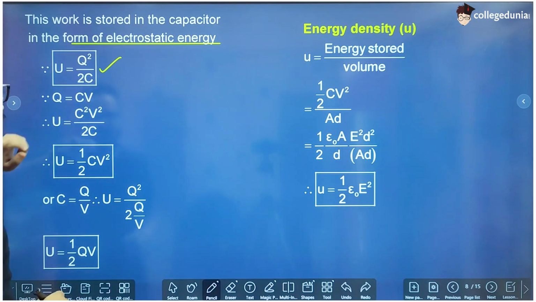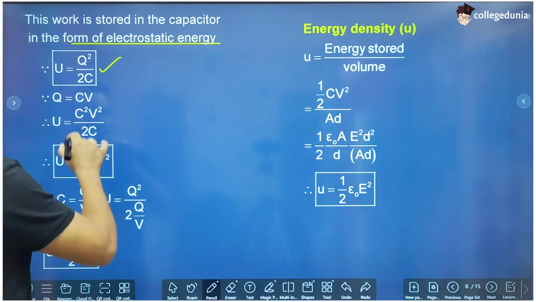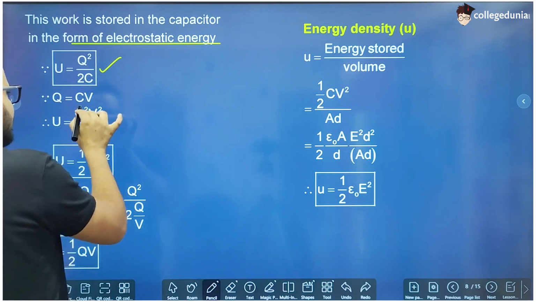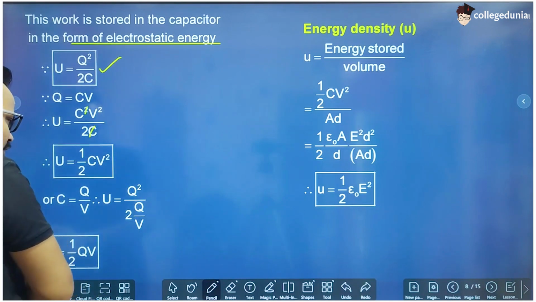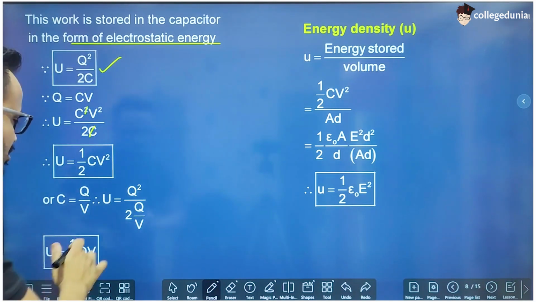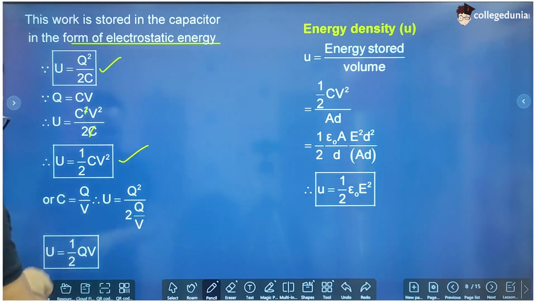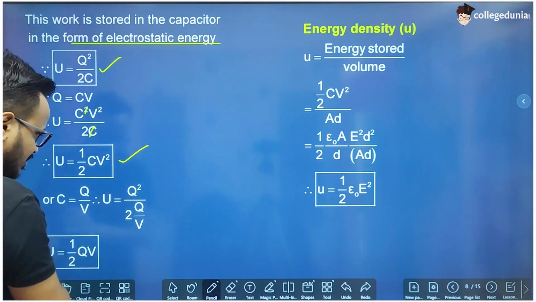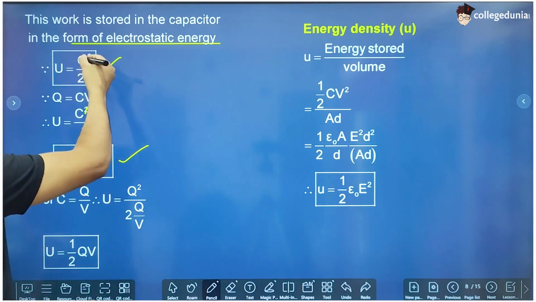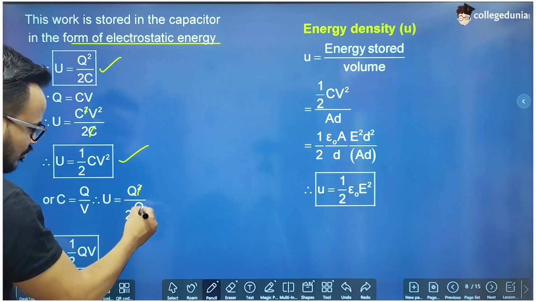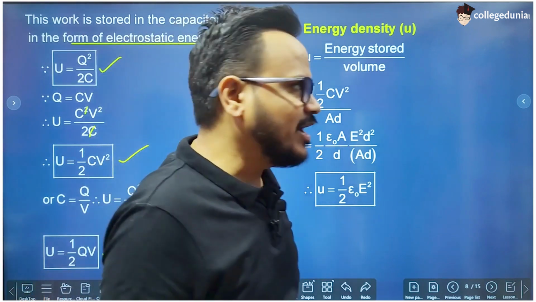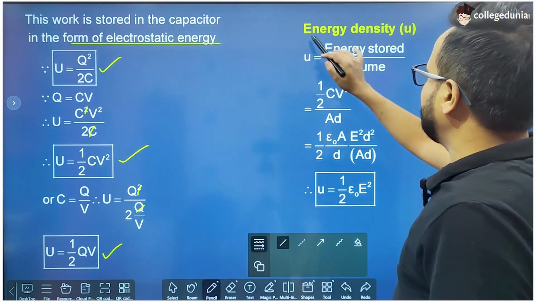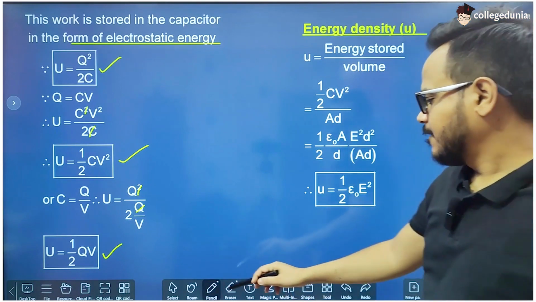Now since Q is what? Q is C into V. So in place of Q, if we write C into V, this is C square V square by 2C. One C will cancel with C. Then another formula for energy is half CV square. This is also very important. And we know that C is Q by V. So in place of this C, if we put Q by V, one Q cancels with Q, and this V will go in the numerator. So half QV. These three are very important formulae to find the energy stored in a parallel plate capacitor.